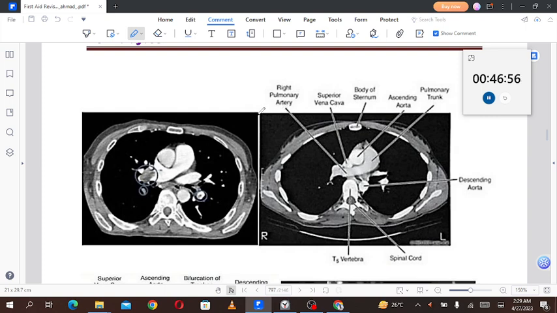So here you can see the right pulmonary artery on the right side and on the left side. Then we have the superior vena cava and pulmonary arteries. Then we have the superior vena cava. So they don't ask you about very complicated CT scans.